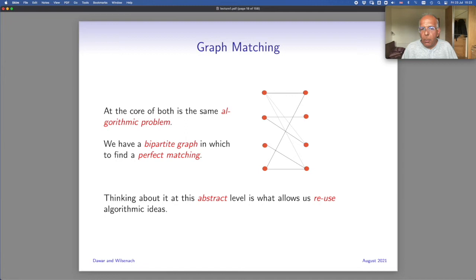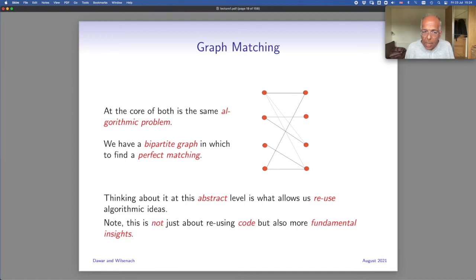Thinking about the problem at this abstract level is what allows us to reuse algorithmic ideas. We can use the same essential algorithm for matching kidneys with patients as taxis with passengers. And in fact, this problem arises in many, many different situations. We're not always looking for a perfect matching, but maybe the largest possible matching we can find in a graph, and so on. I'm not talking just about being able to reuse code from one application to another, but more importantly, reusing the same fundamental insights. So to come up with an algorithm for finding a perfect matching requires a certain amount of insight. And formulating it abstractly allows us to formulate an insight which is then widely applicable. That's the essence of abstraction that I want to drive home.